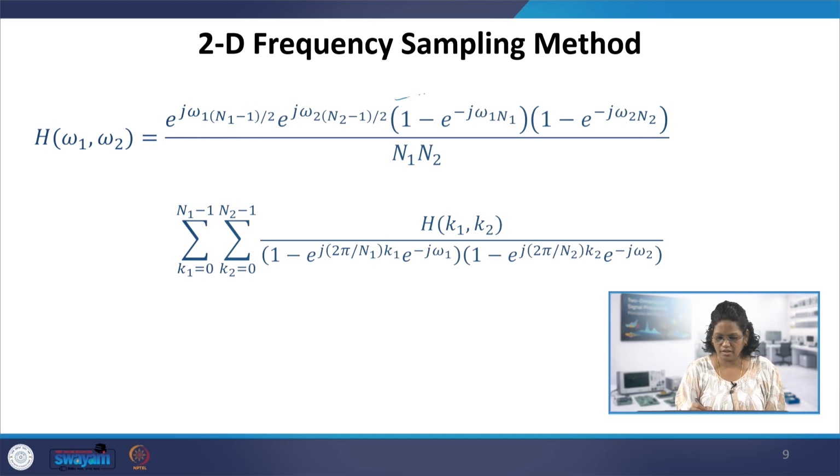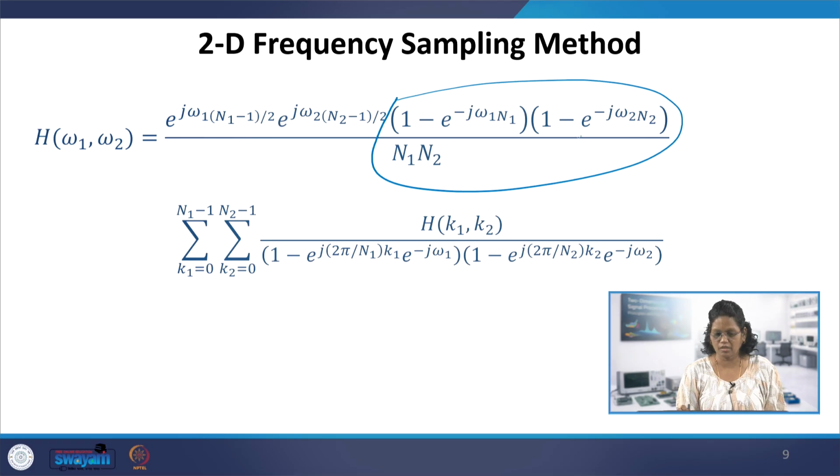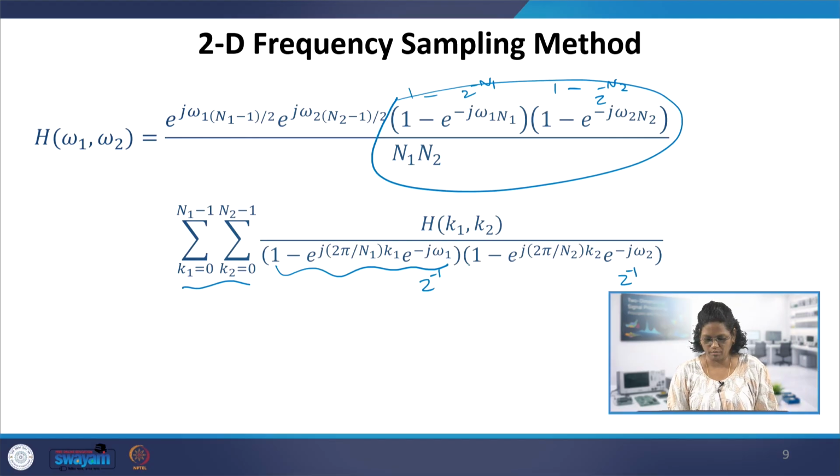So we can recognize this now. This portion is nothing but the comb filters in both the directions. So 1 minus z power minus n1, and this is z power minus n2. So this is the first one that we had in the 1D. This similar equation is extended to the 2D also. And this summation we had seen for different resonators. So this is one resonator part, e power j 2 pi k1 n1, e power minus j omega 1. This is z power minus 1, and this is also z power minus 1 here. Okay, so this is with the omega 1 and omega 2.